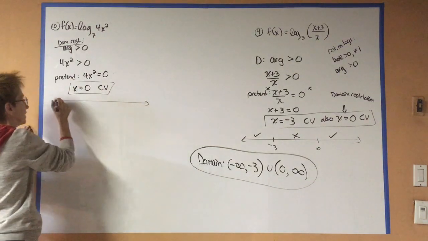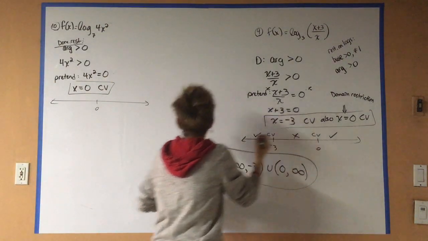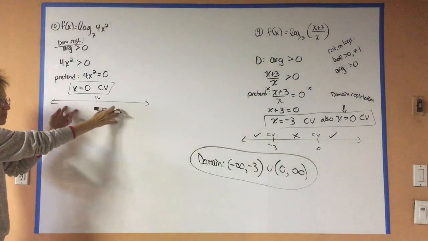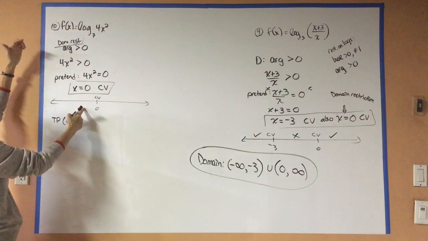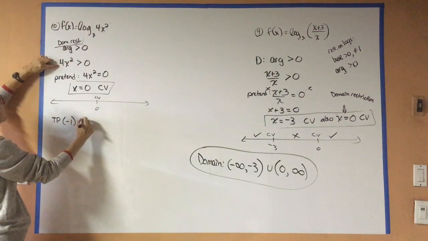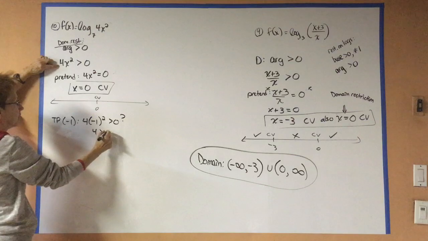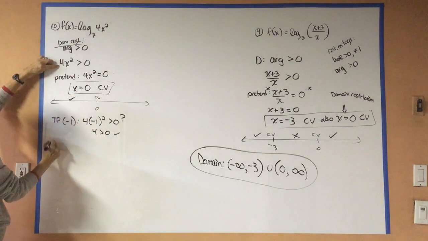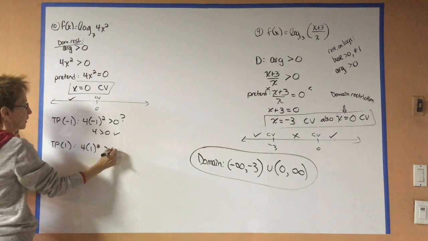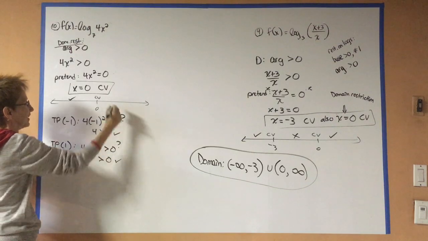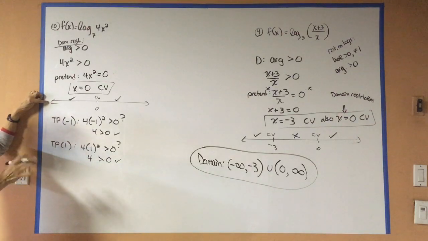So that means my number line is only split at the 0. Over here I had 2 critical values. This time I only have 1 critical value, so only 2 test points. So I'm going to do a test point of -1, something over here, put it into the original: 4 times (-1) squared greater than 0. Well, that gives me positive 4, and yes, 4 is greater than 0. And now I'll do a test point of 1, something over here. So 4 times 1 squared, is that greater than 0? Well, that gives me 4 again, and yes, that's greater than 0 as well. So they both worked. So what's my answer going to be?